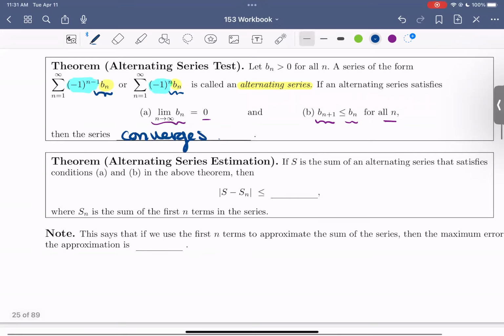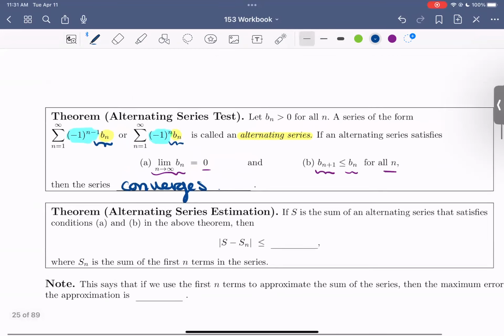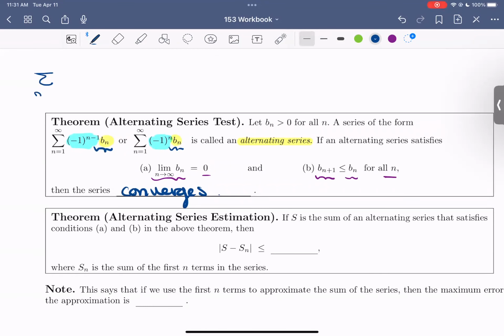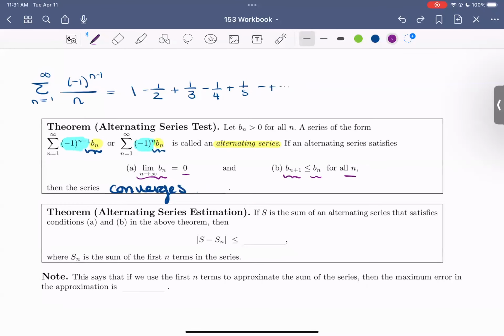So we saw this behavior in our series of example 1. Recall our series looked like the sum from n equals 1 to infinity of (-1)^(n-1) over n. And that is 1 minus 1/2 plus 1/3 minus 1/4 plus 1/5 minus plus, etc. So in our situation, our b_n term would look like 1 over n. So we can read that in our series.